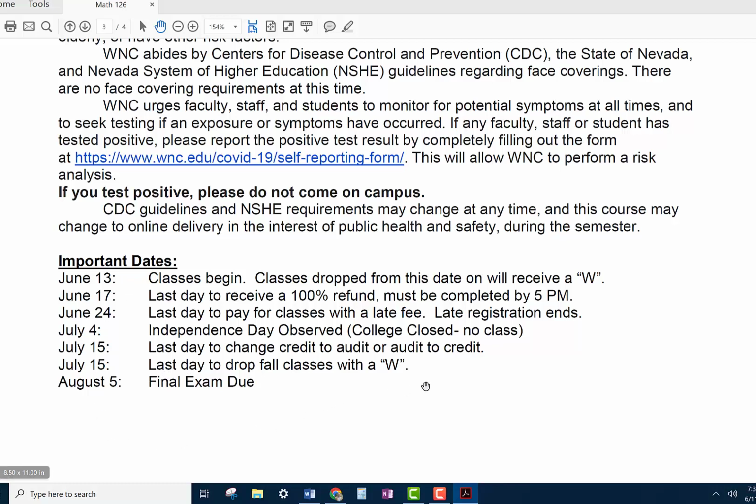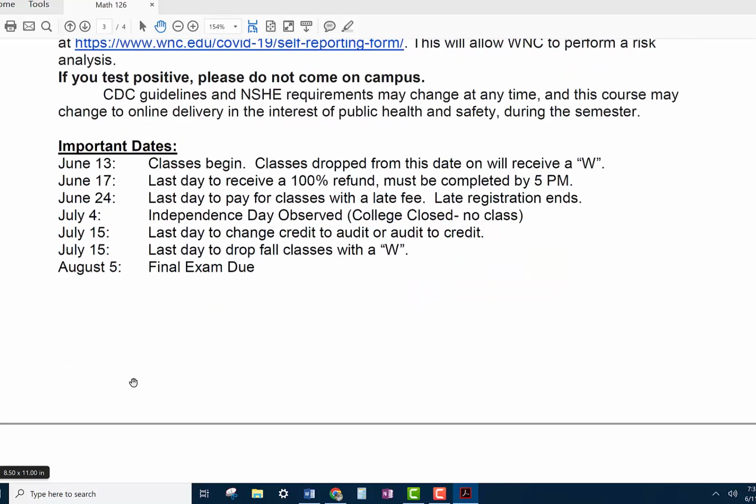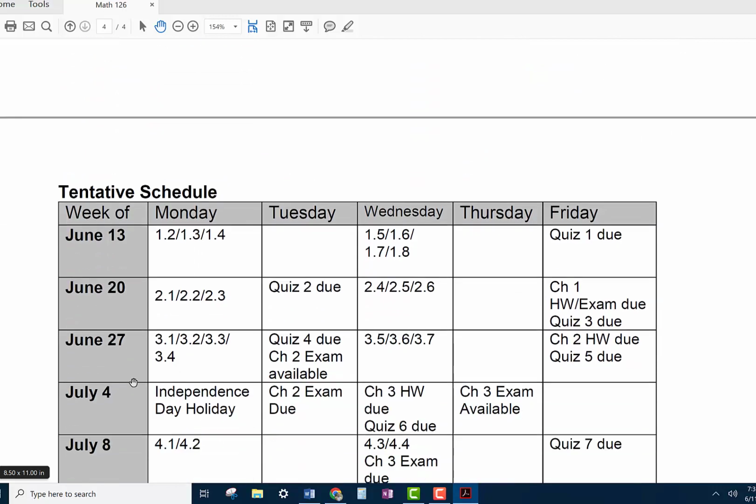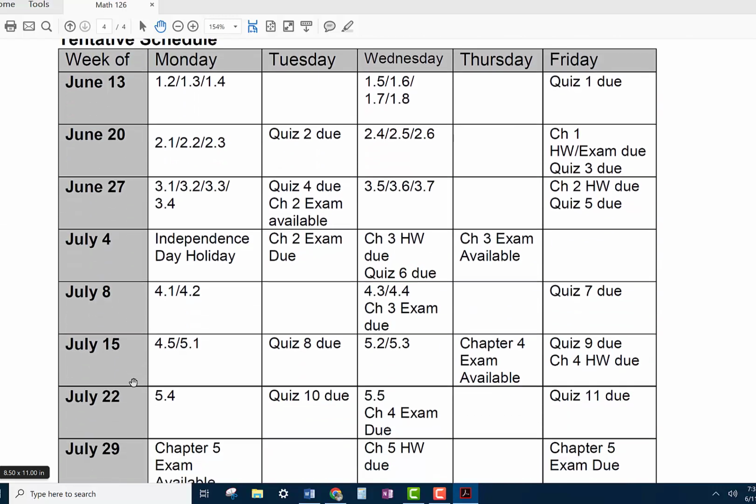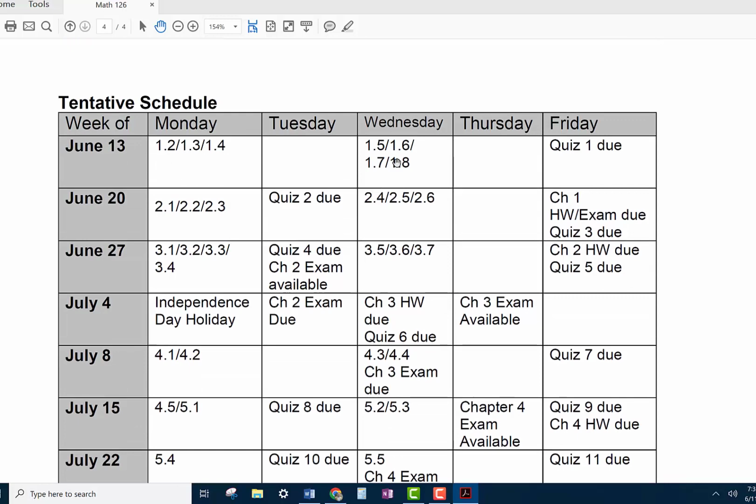Here are some important dates. I wouldn't rely on this as the final arbiter of the dates. I would double check with the college, but I went through and looked at the dates and I'm pretty sure these are correct. Okay. And here's our tentative schedule. So that Wednesday, that's when I want that syllabus quiz done.